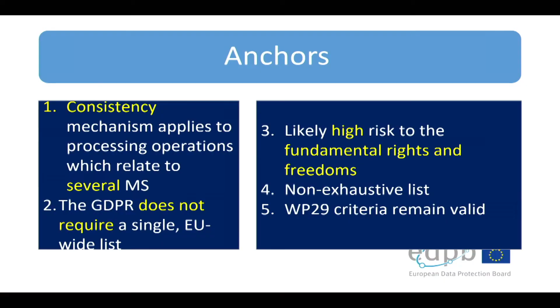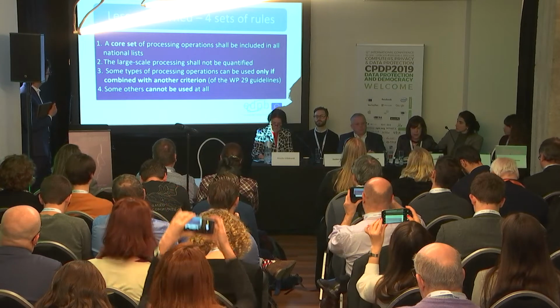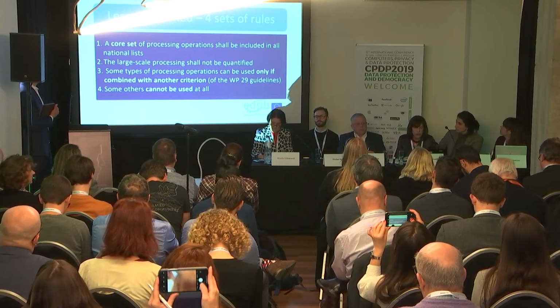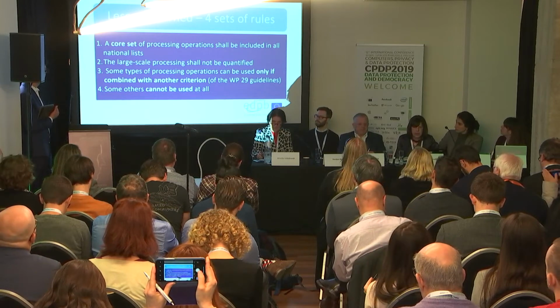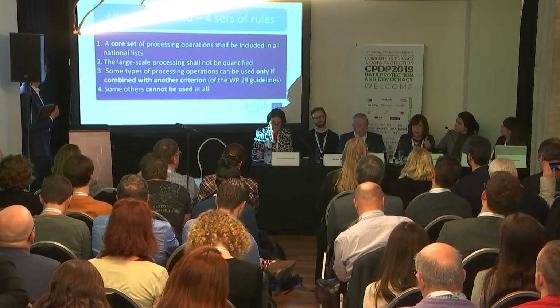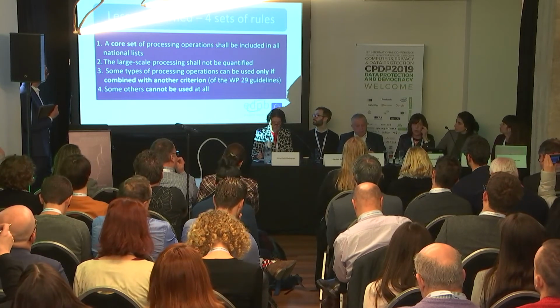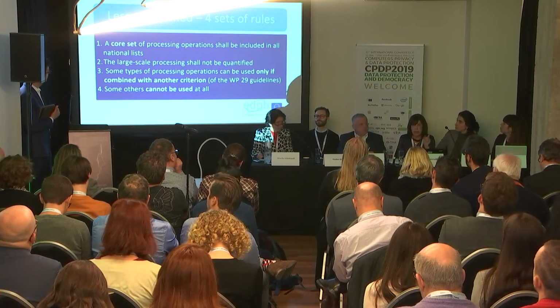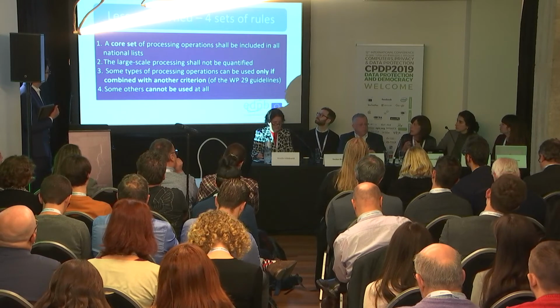And the fifth and the last anchor that the EDPB used is that all the national lists should have as a baseline the 9 criteria developed by the Working Party 29. So, therefore, the lessons learned is that 4 sets of rules have been developed and are applicable throughout the national lists. First set of rules, a core of processing activities should be found and be included in all lists. This is activities that relate to genetic and biometric data, but not every processing of biometric or genetic data constitutes a high risk unless this is combined with one more criterion.